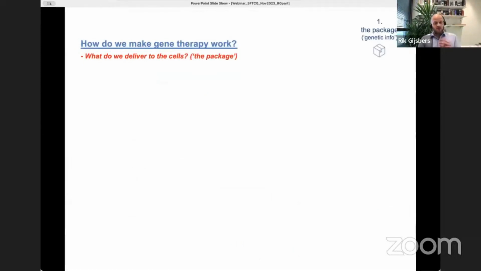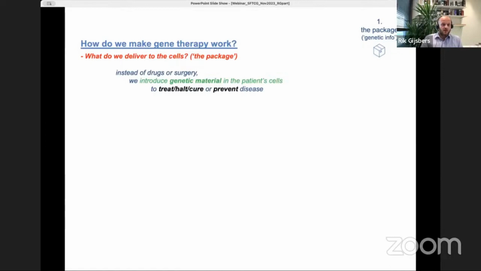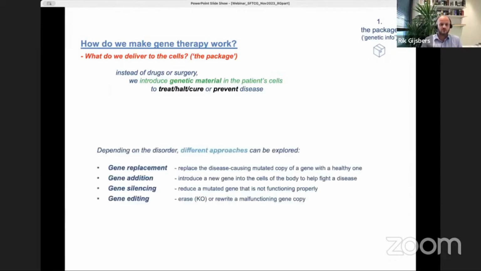Secondly, for these kinds of diseases, in theory at least, we can provide a correct version of the genetic material. The question then is, how can we deliver this package to the cells? So, instead of using drugs and surgery to cure these cells, and thus the patients carrying these cells, we will now use genetic information to prevent or halt the specific disease.